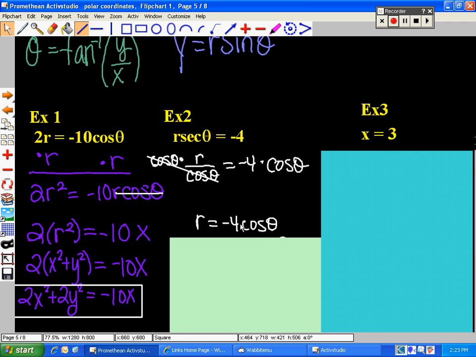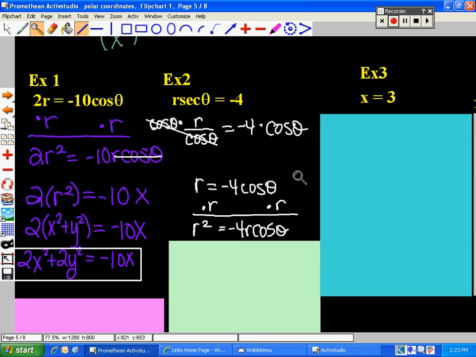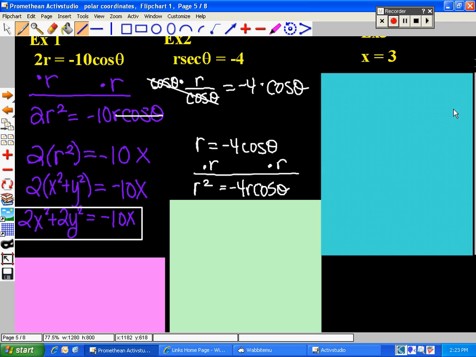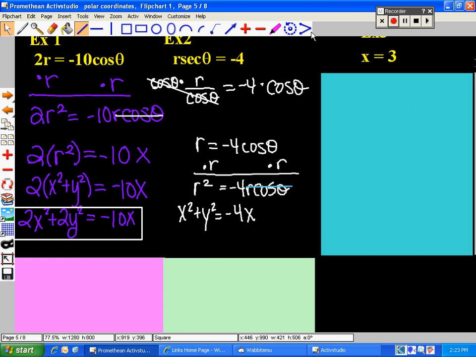Now again, that same problem. We don't have an r in front of here. Most people like to just change cosine theta to x, but it's not. You got to have an r in front. So I'm going to multiply both sides by r again. So I get r squared equals negative 4 r cosine theta. So there's my r cosine theta. What does that become? Cancel that out. That becomes just x. So I plug that in for x. And then r squared, remember, is x squared plus y squared. And we can leave our answer just like that.